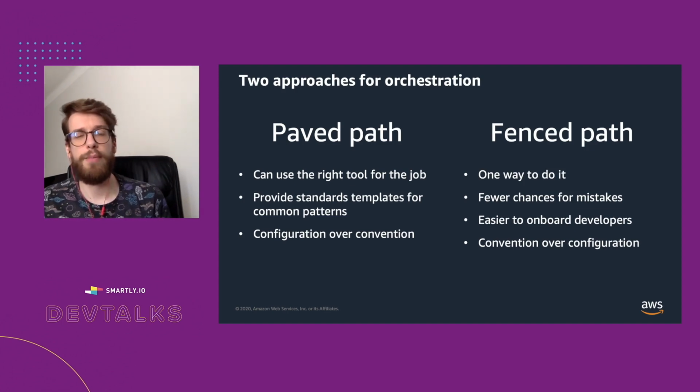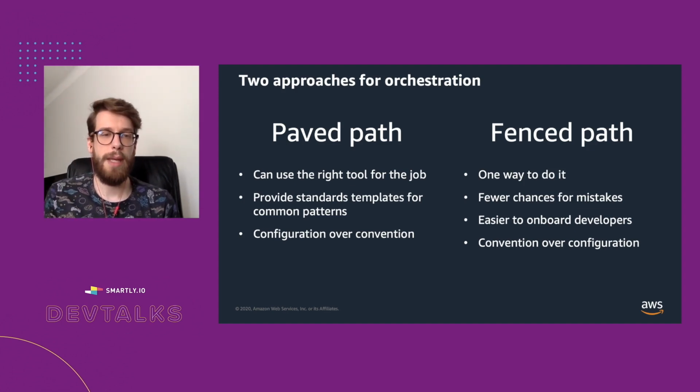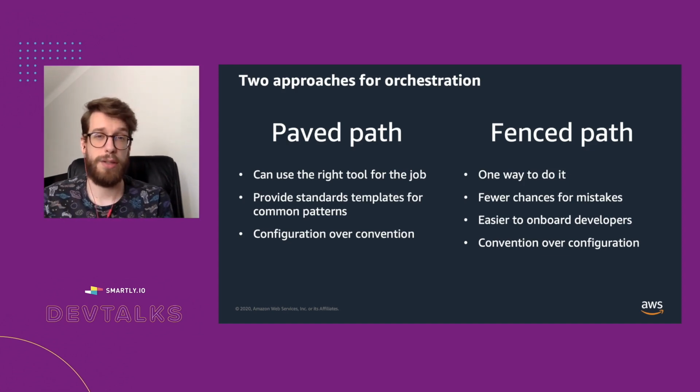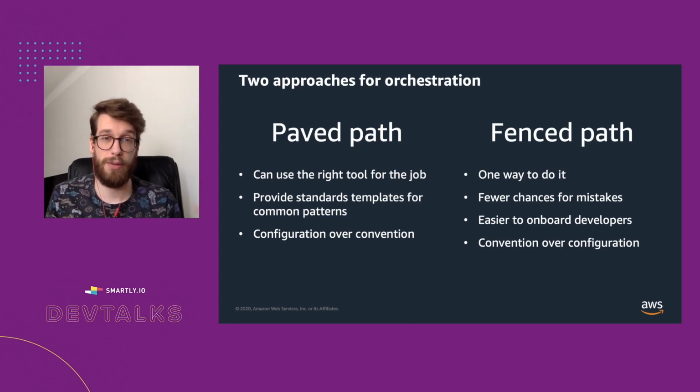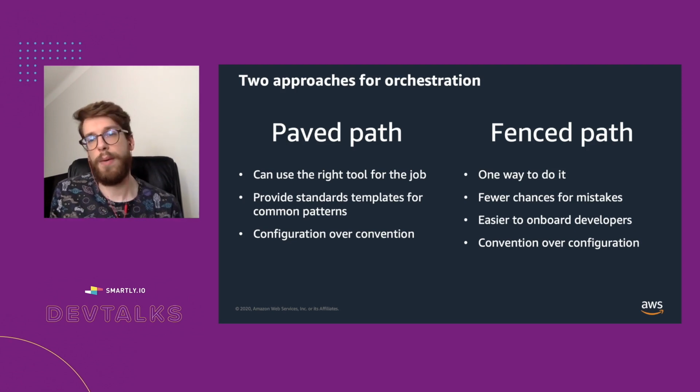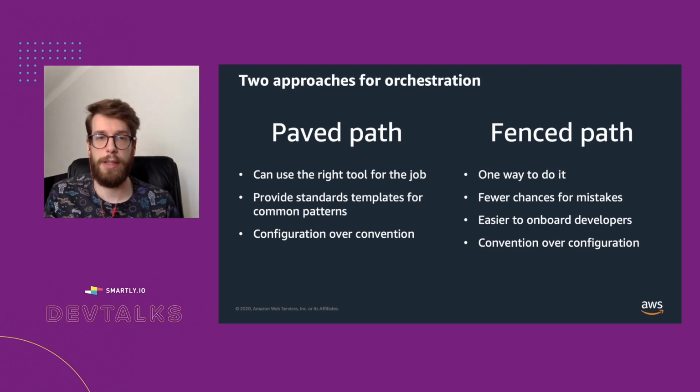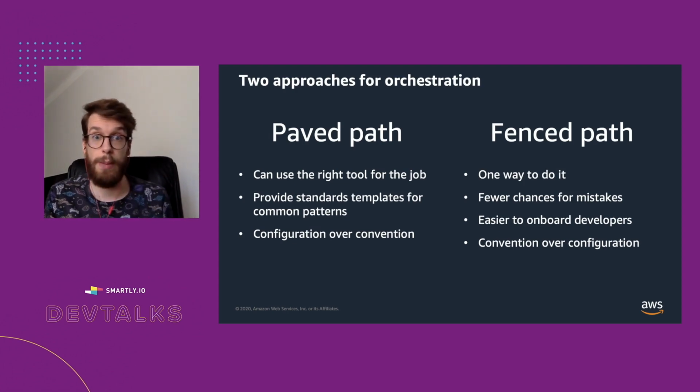In the fenced path approach, it's a bit different there because you enforce one way to do things. And that leads to fewer chances to make mistakes. And it's easier to onboard developers. It's easier if you have junior people that need to learn and so on. Like, you minimize the chance of mistakes. And you enforce a specific convention over giving a freedom for configuration. But that comes often with a downside of now you need to have a central team to ensure that we give the maximum flexibility of developers anyway.